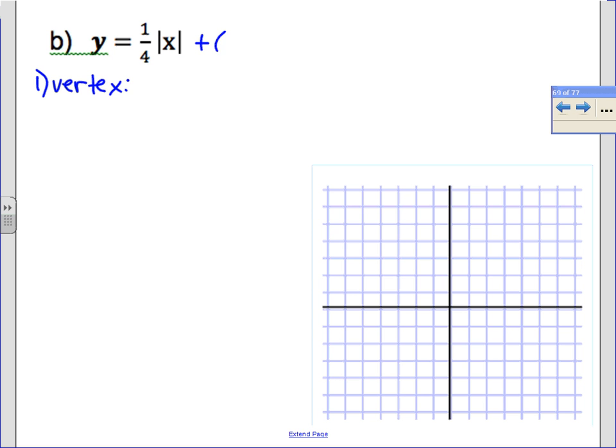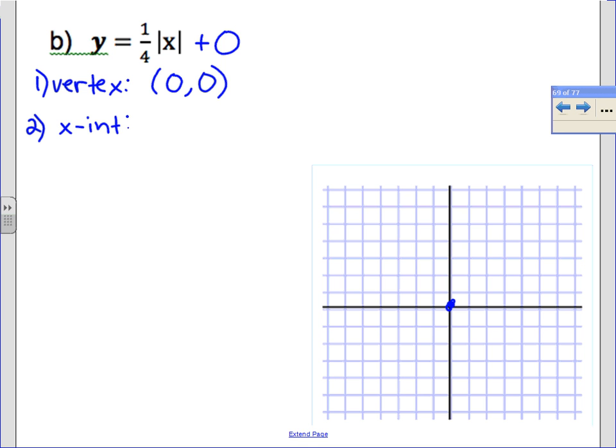Now, this is technically a plus 0 because there's nothing after it. And inside the absolute value symbol is also x plus 0 because there's nothing there. So the h and the k are both 0 in this one, and that's okay. That means our vertex is down here at the origin. So plot as you go.